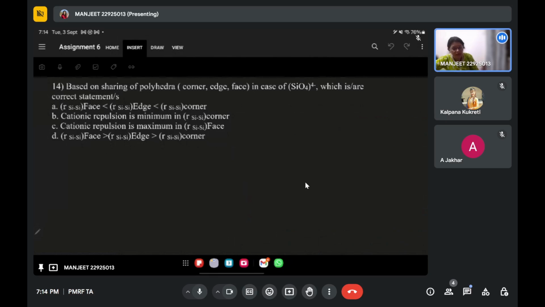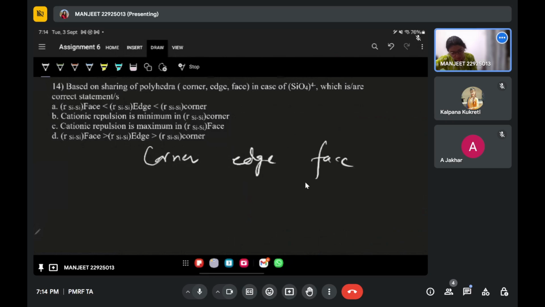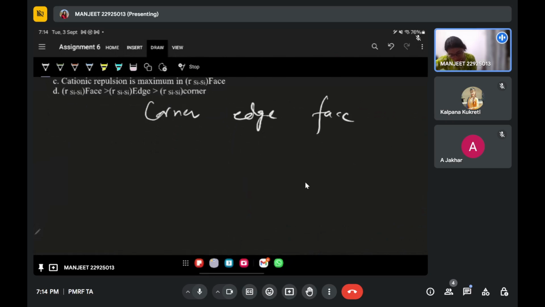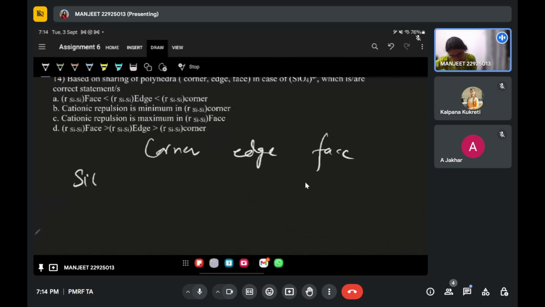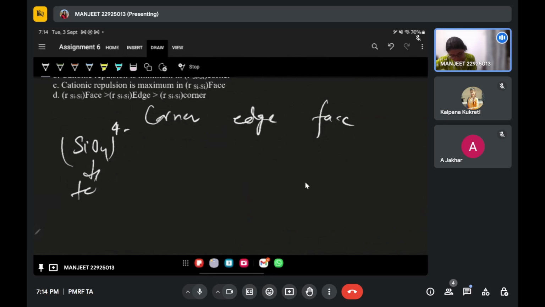So what are these three types of polyhedra? One is the corner one, another is the edge one, and the face one. Let's see. In the silicate, this is the SiO4 4 negative. This is one of the tetrahedra.